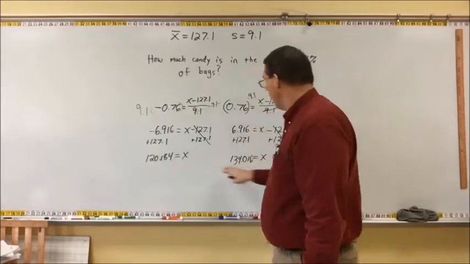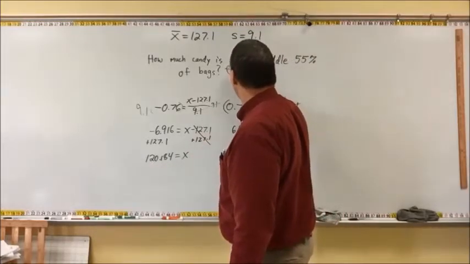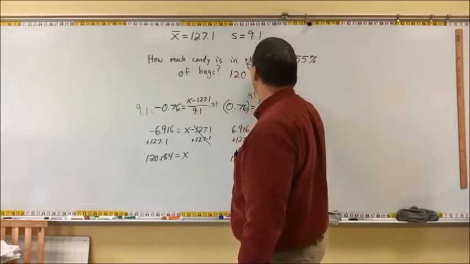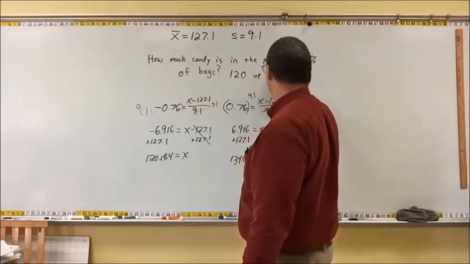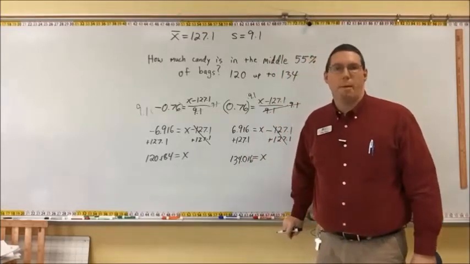Well, it's between this number and this number, but let's go ahead and round them. So it's going to be between 120 up to 134 pieces of candy in each bag.